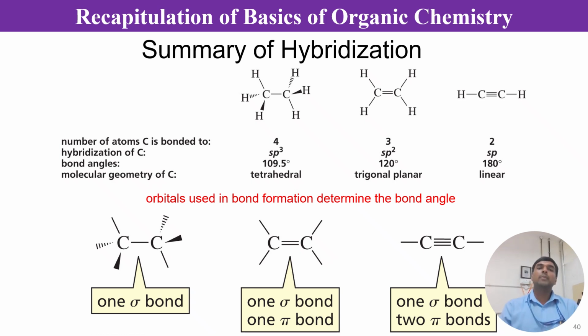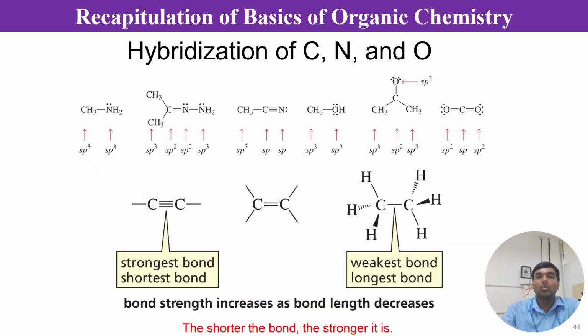So to summarize the hybridization, any kind of alkane is sp3 hybridized, with tetrahedron geometry and a 109.5 degree bond angle, whereas ethylene has sp2 hybridization with a 120 degree bond angle, and acetylene has sp hybridization with linear geometry and a 180 degree bond angle.